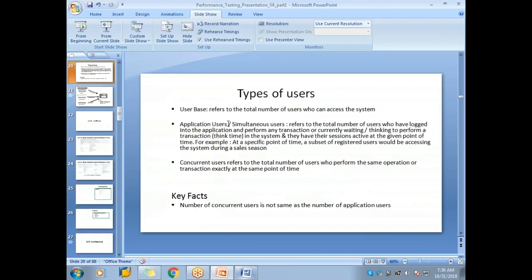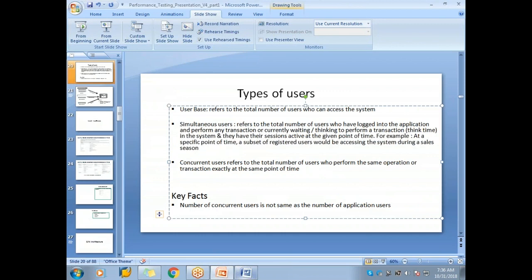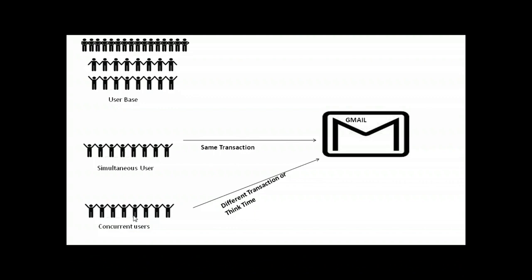Sorry, guys, I'm changing the stuff over here. Let me explain this. This is what I have learned. So there are concurrent users, there are simultaneous users, and there is the user base.